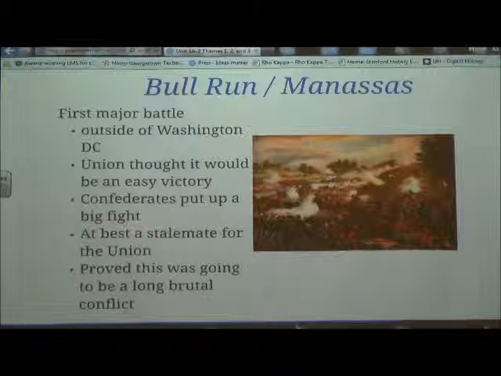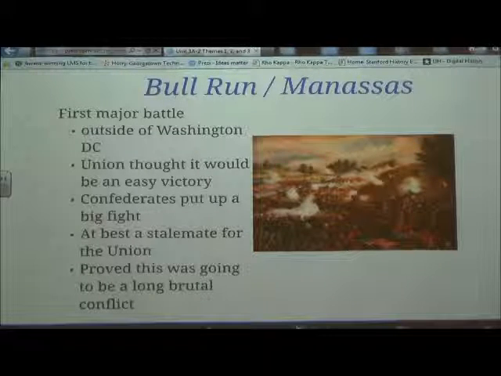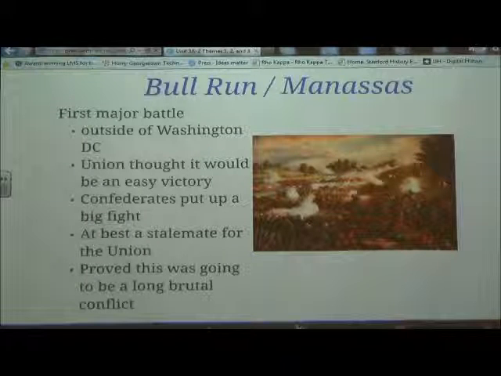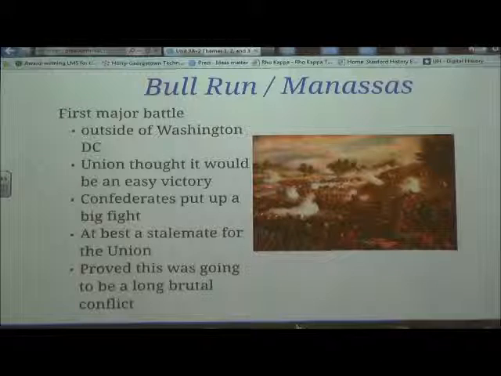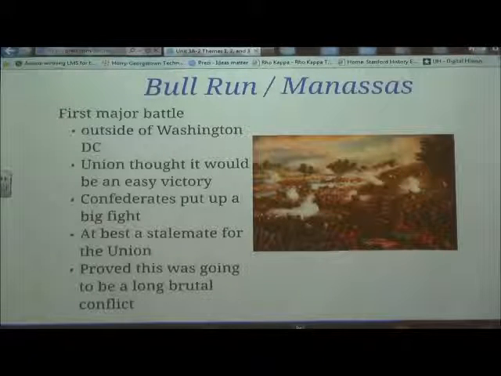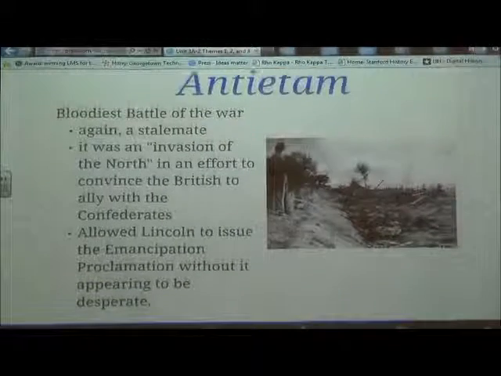Union supporters had actually gone to the battlefield to have a picnic and watch, which is kind of creepy to me. But apparently the Union troops were pushed back so far that they actually started to push into those picnickers who had to run for their lives. What this did was prove that this is going to be a long and brutal fight. It's not going to be the quick, easy victory that the Union had thought it was going to be.